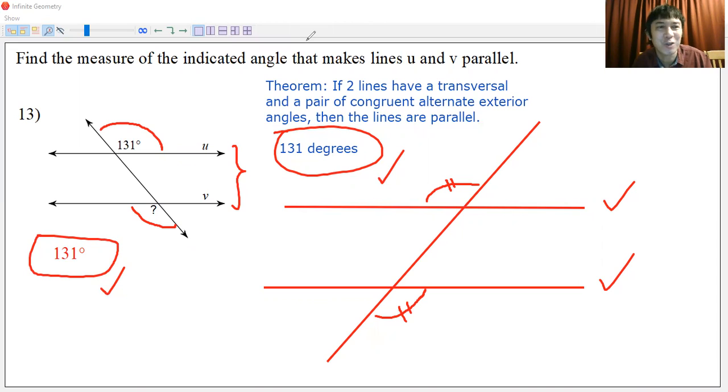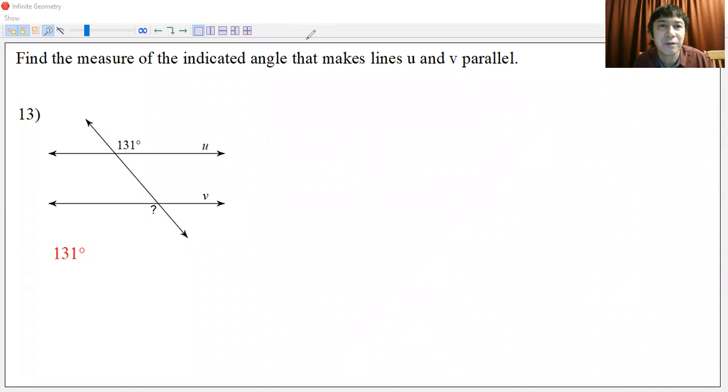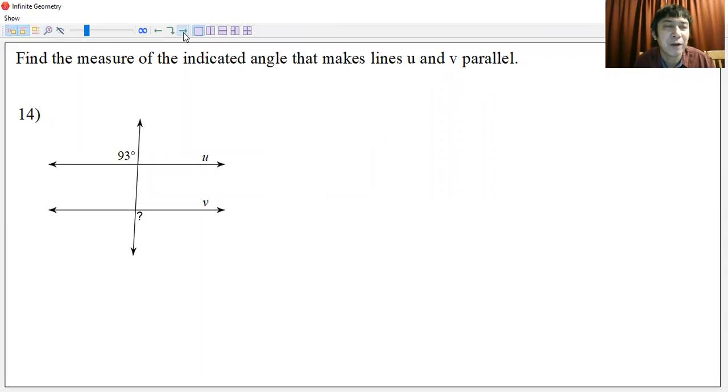All right, let's continue with number 14. Let me clear the screen. Here is number 14. Find the measure of the indicated angle that makes lines U and V parallel. The angle pair is alternate exterior. We're looking for that angle with a question mark. And that should be 93.